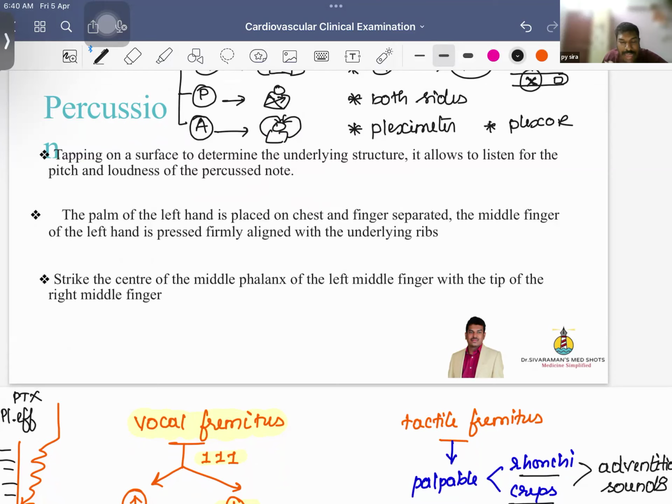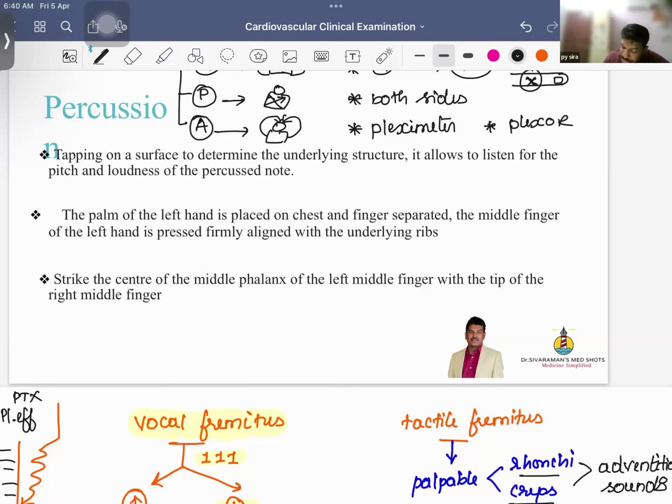These are very, very important points. So compare both the sides. Always you have a fleximeter and a flexor. Flexor, it is always better to use the dominant hand. Every time you percuss, percuss 2 to 3 times over each area. It can be both heard and felt. These are a few important things you have to be very careful about whenever you do percussion.